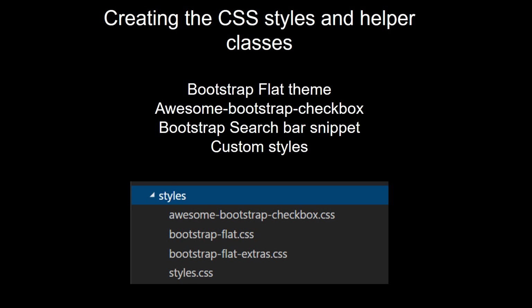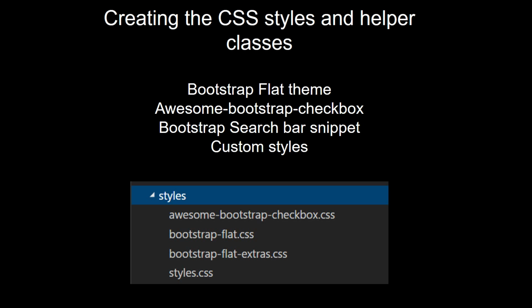First things first, how do I create a good looking user interface? I downloaded the Bootstrap flat theme, because Bootstrap is a very popular CSS framework from Twitter, and there are so many themes available using the Bootstrap styles. I went with the flat theme, and after I downloaded it, I figured out that the checkbox is not really flat. So I talked to my friend Bogdan Urs, who is a CSS expert, and he suggested this awesome Bootstrap checkbox. So I downloaded that style sheet after that.